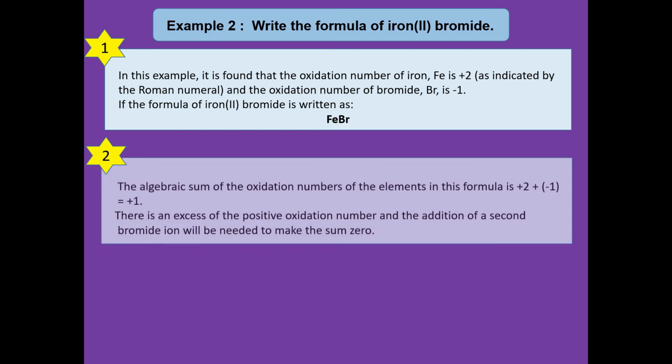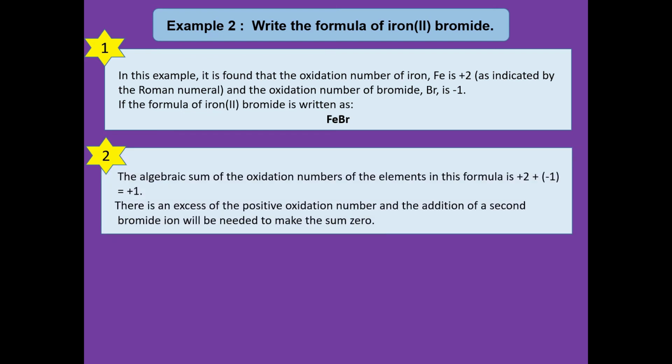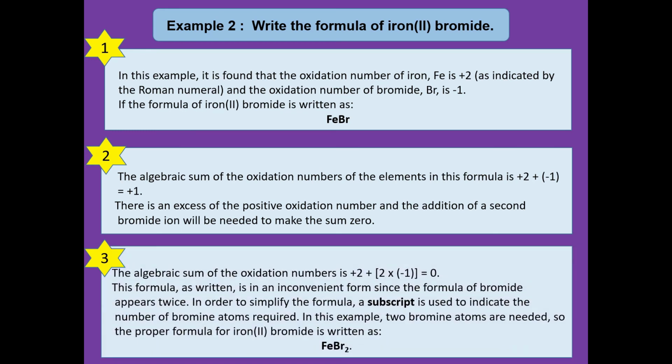Okay, go to the second step. The algebraic sum of oxidation numbers of the elements in this formula is positive 2 plus negative 1, which is equal to positive 1. There is an excess of positive oxidation number, and the addition of a second bromide ion will be needed to make the sum 0. The algebraic sum of the oxidation numbers now is positive 2 plus 2 times negative 1. The total is equal to 0.